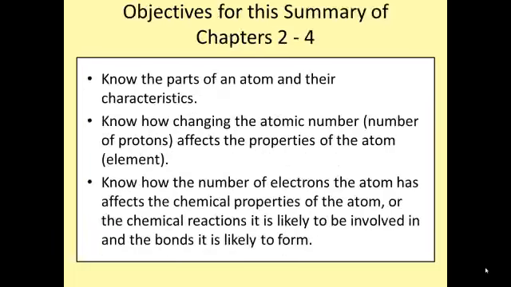Now let's go over the objectives for this summary. I want you to know the parts of an atom and their characteristics. I want you to know how changing the atomic number, or the number of protons, affects the properties of the atom or an element. Know how the number of electrons the atom has affects the chemical properties of the atom, or which chemical reactions it is likely to be involved in, and the bonds it is likely to form.